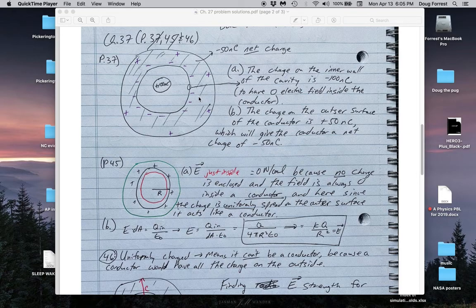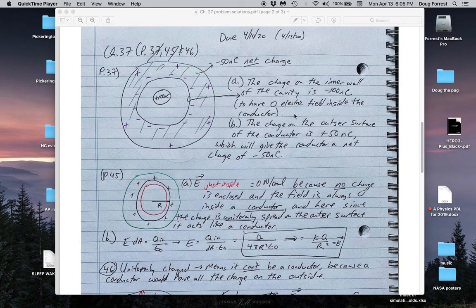The neutral conductor has a hollow cavity, so then negative 50 nanocoulomb is transferred to this. So this whole thing has a negative 50 nanocoulomb net charge. So the inside of this would be negative 100. The outside would be positive 50. The charge on the outer surface, therefore, is going to be plus 50.